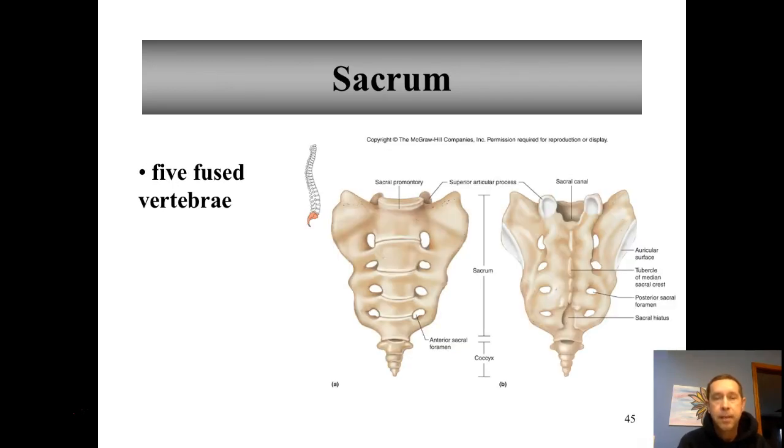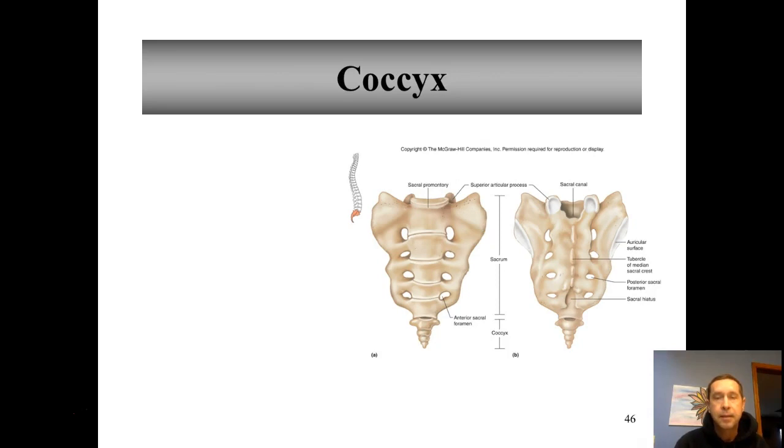The sacrum is 5 fused vertebrae, and it kind of encloses or connects the pelvis at the posterior or the backside. The coccyx, or tailbone, is 3 to 5 very small vertebrae that fused to form the tailbone.